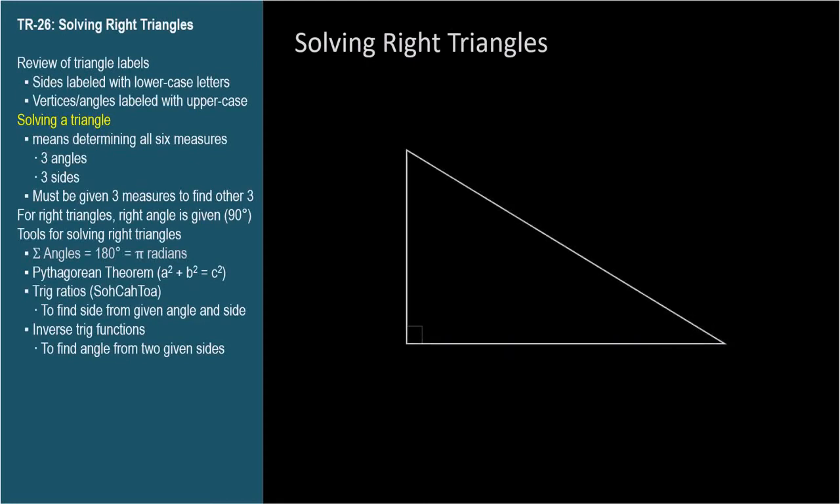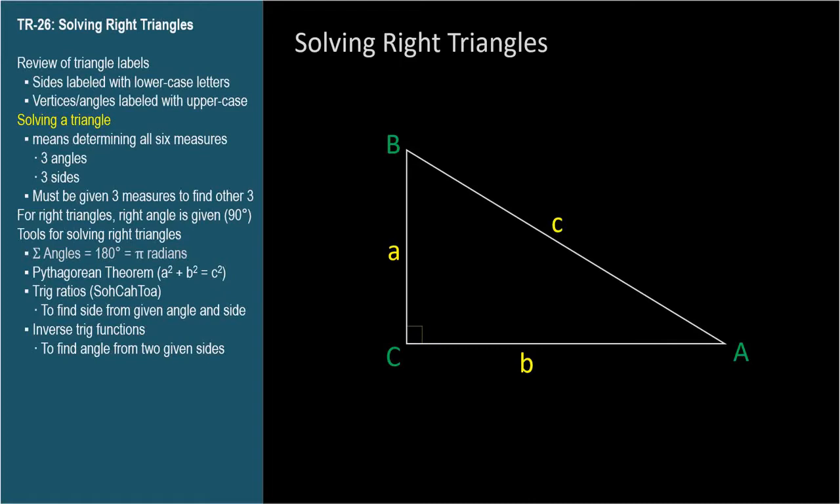A triangle has 3 vertices we can label with capital letters and 3 sides whose labels are lowercase versions of the opposite angle. Through this whole series, we've been giving angles Greek letter labels, usually theta, but with triangles, it's not too unusual to simply give each angle the same label as its vertex. So for example, angle A is the angle at vertex A.